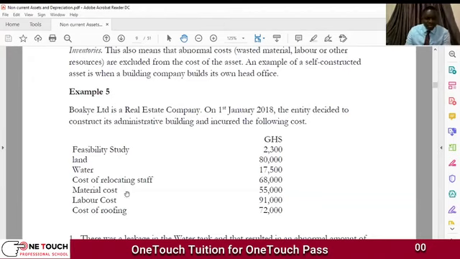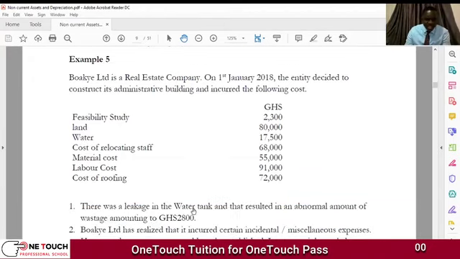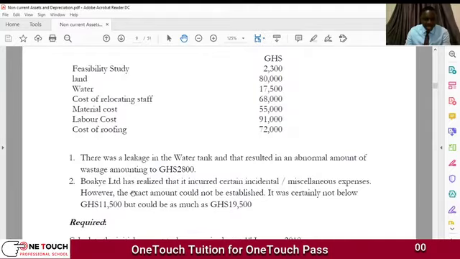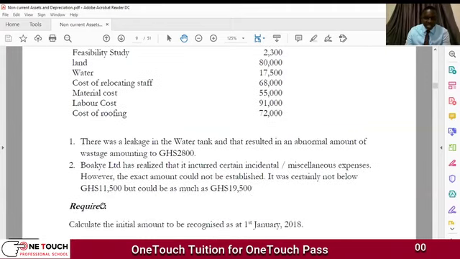There was a leakage in the water tank. Any other? And that resulted in an abnormal amount of wastage amounting to 2,800. Boachi Limited has realized that it incurred certain incidental or miscellaneous expenses. However, the exact amount could not be established. It was certainly not below 11,500, but could be as much as 19,500. Okay, good, good.